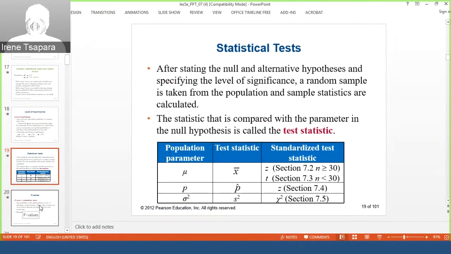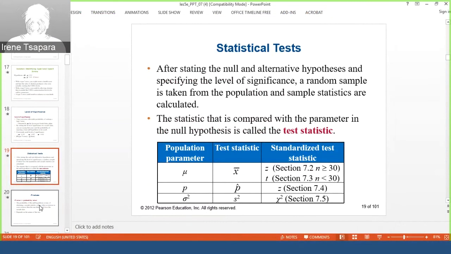We have different types of statistical tests, depending on the measure of the population, or the population parameter that we test. We can test the mean, the proportion, the standard deviation, or the variance. No matter which parameter we test, at the third step of our test, we are going to calculate the test statistic. What is this test statistic?